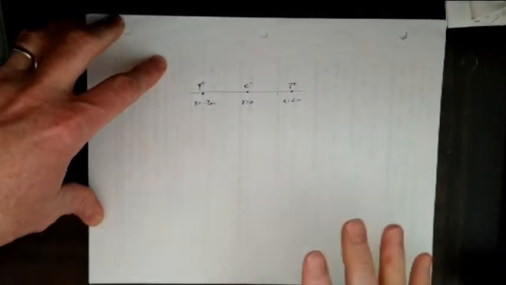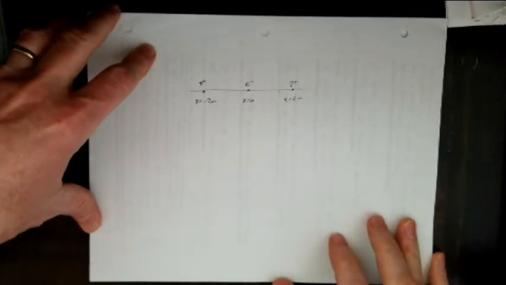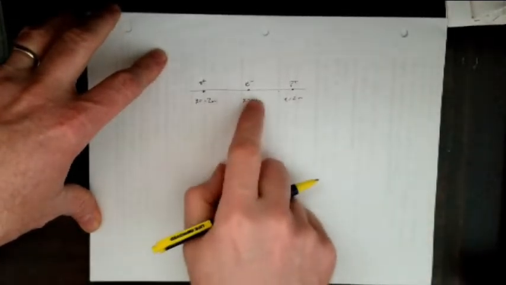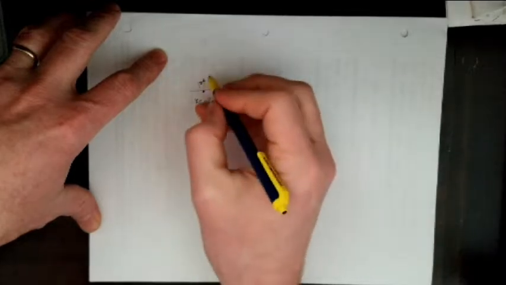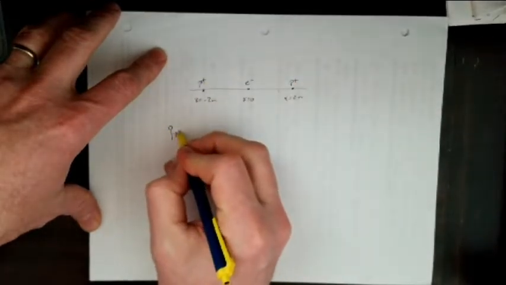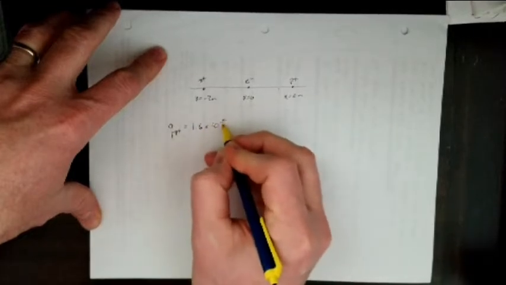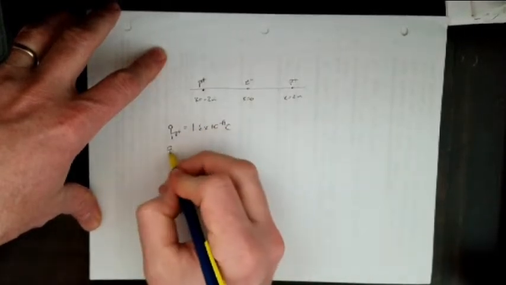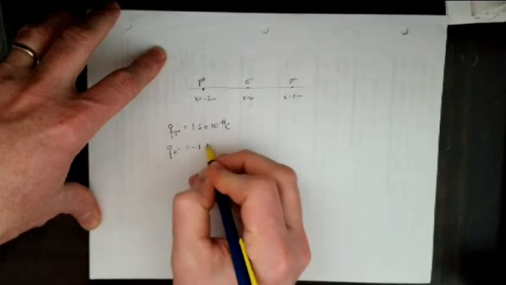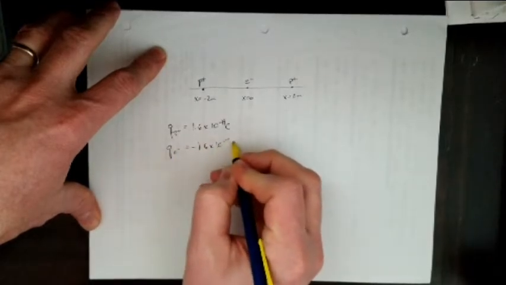Now you can think through the answer. I'm going to go through the math because I want to illustrate a point here. So first off, in terms of charge, the charge of a proton is 1.6 times 10 to the -19th coulombs. The charge of an electron is -1.6 times 10 to the -19th coulombs.